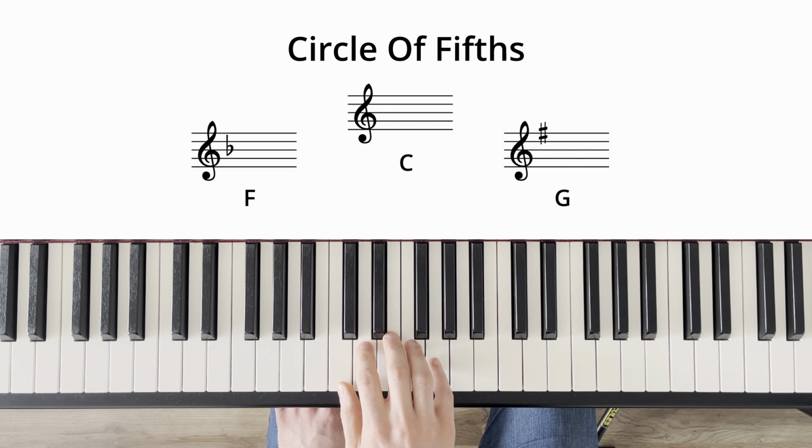Going back to our little corner of the circle of fifths, hopefully it makes sense now why G major has an F sharp in it. That F sharp is the leading tone in G major because it's a half step below G.